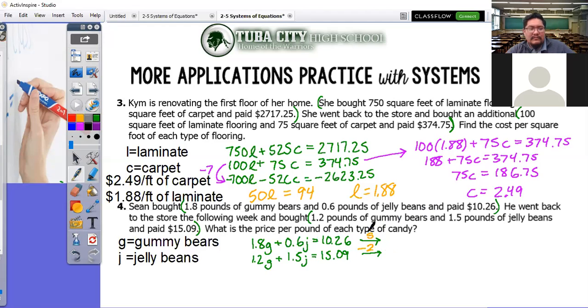All right, so let's go ahead and multiply everything on the top by 5. So 1.8 times 5, and that would be 9, plus, and this should be 3j, and this should be 10.26 times 5, and that'd be 5130. And I'm just multiplying it using my calculator. So the bottom one here, I have 1.2 times 2, and that'd be 2.4. Plus, and in this case here, it should be 3j.